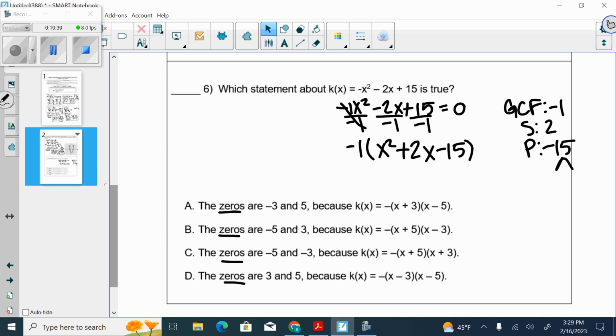Good. All right, can you guys think of something that will multiply to give us 15? 3 and 5. Yes, one of them has to be negative, and it is the 3. So I've got -1 out in front for my GCF, and then I'll have x minus 3 and x plus 5. All right, so which one of the answer choices does that match? B. All right. So this one has the negative in front with an x plus 5 and an x minus 3. Good job.